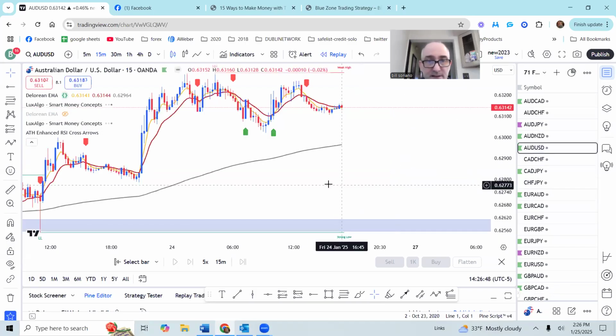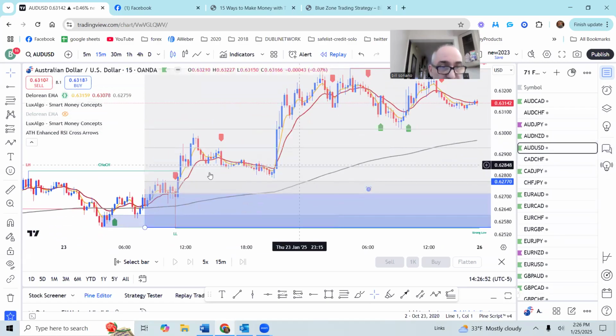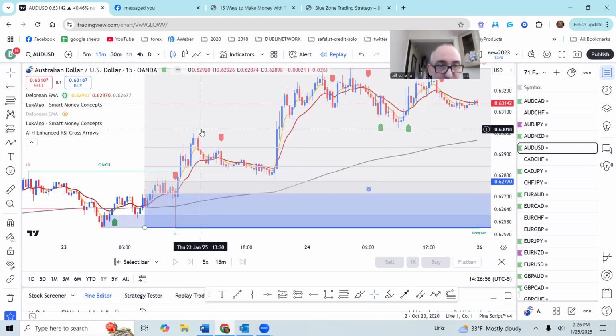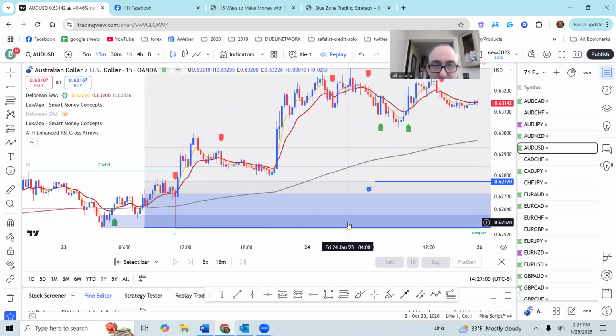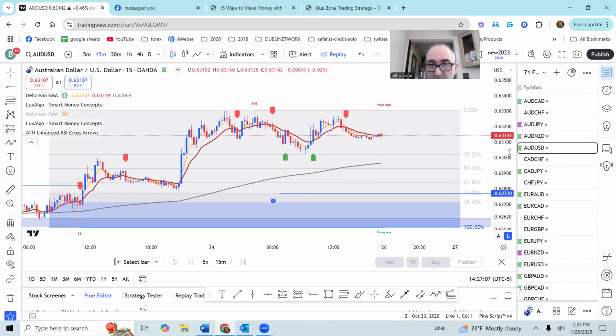AUD USD, you could see that the last change of character or break of structure was this change of character right here to the upside. We got an order block here that showed up. Price didn't get back to our blue zone, kept going up. So we have to keep adjusting our fib zone here and waiting for price to come back to the 71 and eventually to our blue zone. So our alert goes off.